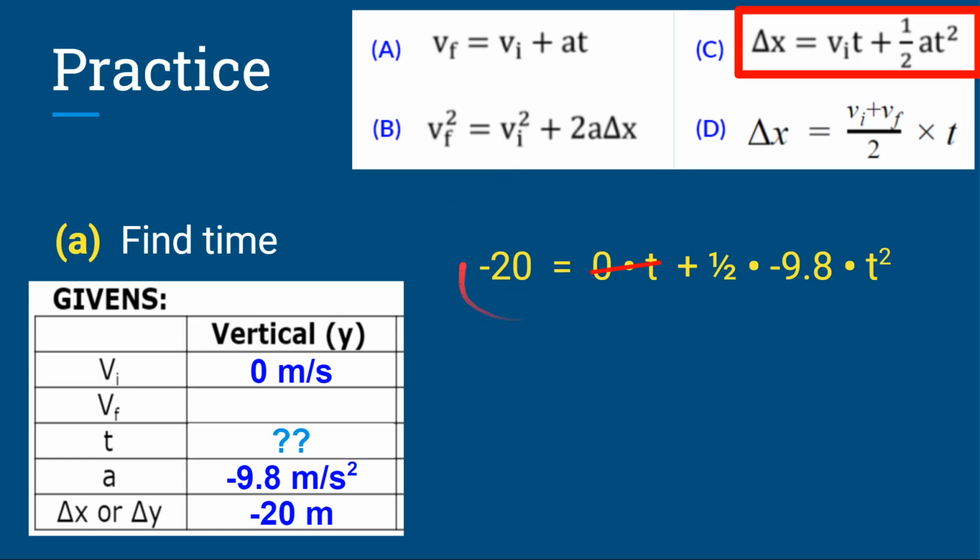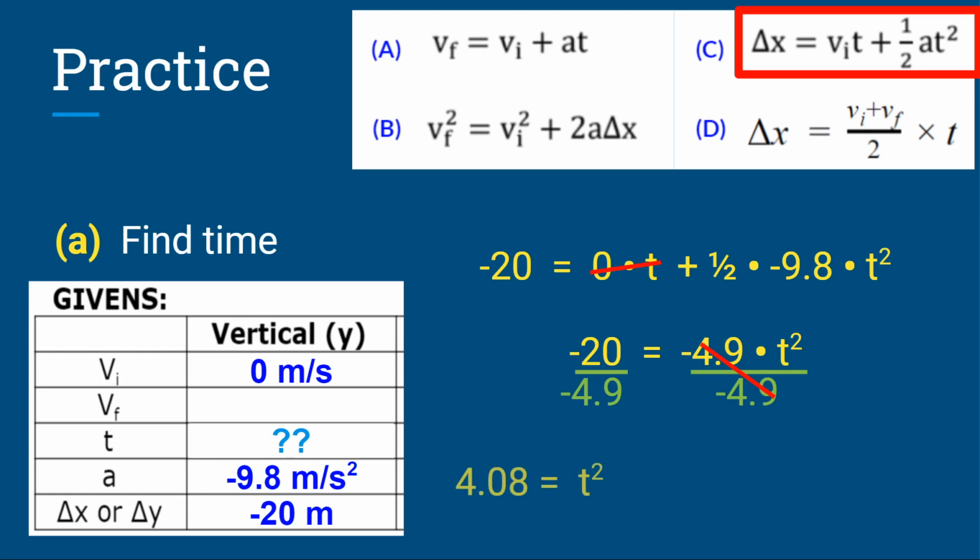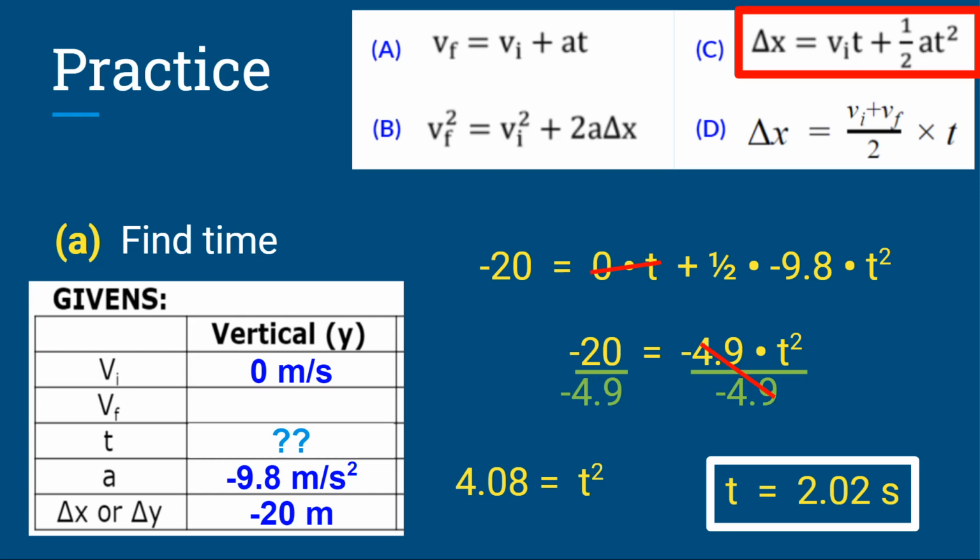Again, that delta x, or really delta y since we're in the vertical, negative 20 equals 0 times t. That whole thing's going to get crossed off. It's 0. Plus 1/2 times negative 9.8 times t squared. Again, half of negative 9.8 is negative 4.9. So I end up with this. Negative 20 equals negative 4.9 t squared. I want to isolate my variable, so I'm going to divide both sides by negative 4.9, canceling it on the right. And in my calculator, now I'm dividing 20 by 4.9, which is 4.08. Again, that's not my answer because that's t squared. If I want t, I need to take the square root, which is 2.02 seconds.